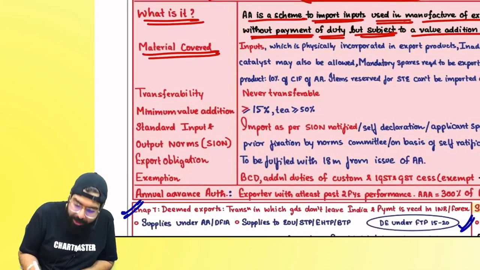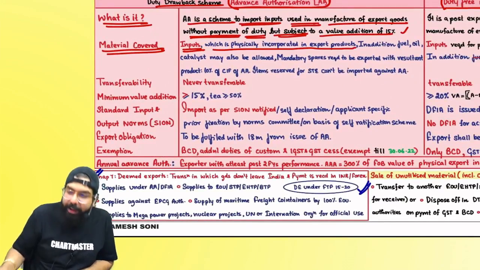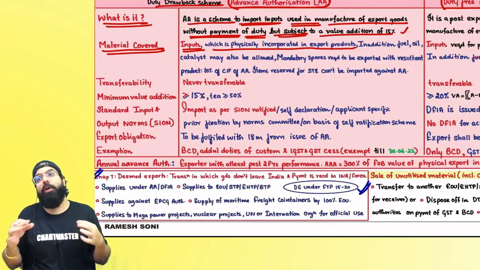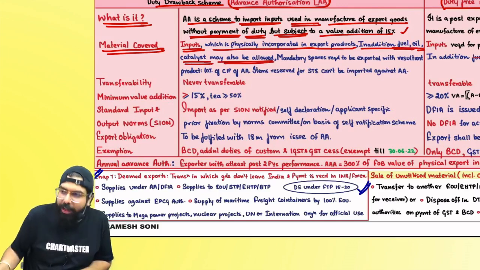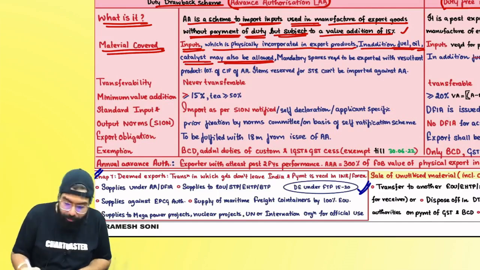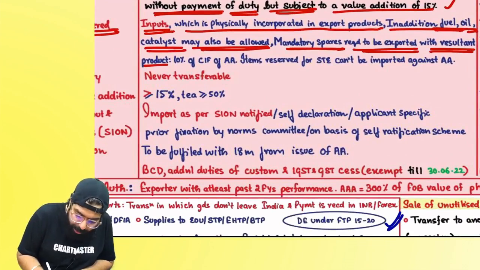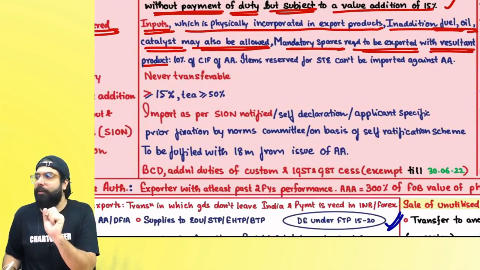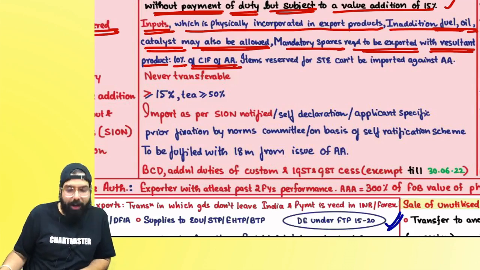Next, sir, what are the materials which are covered? Inputs which are physically incorporated in the exported goods. Means I am going ahead and making shirts and exporting. They will tell, okay, shirt ka cloth you can get. Plus, in addition to that, fuel, oil, catalyst may also be allowed. He can go ahead and allow you some other small items also. Mandatory spares required to be exported with the resultant product. Might be I am exporting a bike, along with that I have to give some spares, those also they will allow you, 10% of the CIF of the advance authorization.